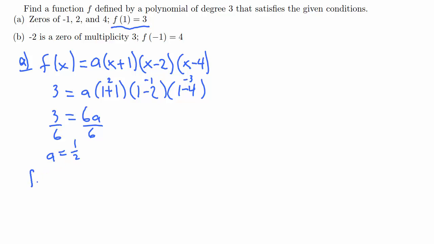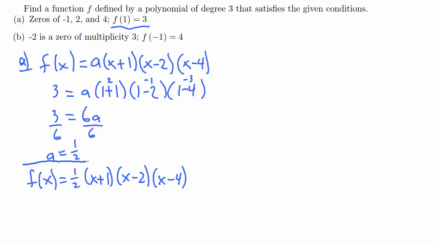So that means that we have the function f of x is equal to 1/2 times x plus 1 times x minus 2 times x minus 4. And this is the function with zeros of -1, 2, and 4, and it specifically goes through the point f of 1 equals 3.